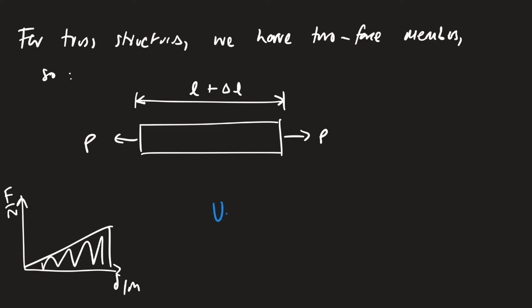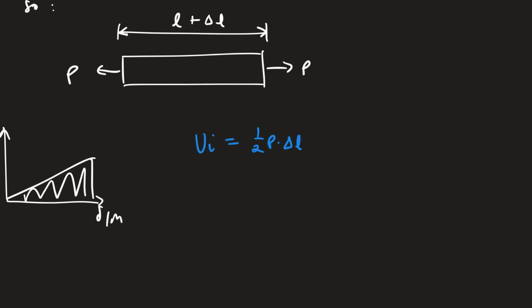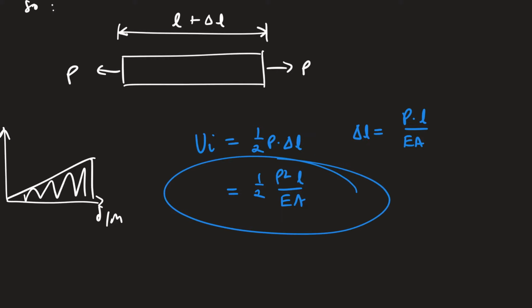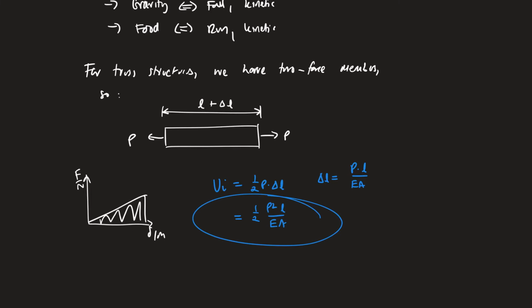So we say that our internal energy, Ui, is equal to a half P multiplied by delta L, the extension. Now our delta L is given to us by P multiplied by L divided by EA, the same as we would have worked out using the geometric method. So Ui is equal to a half P squared L divided by EA. Bingo. This is our expression for the internal energy of a two-force member within a truss structure.